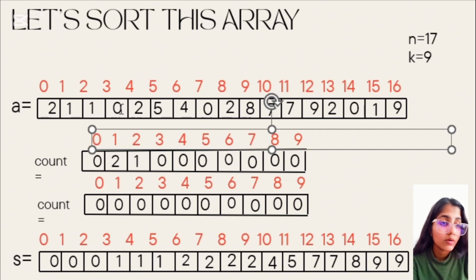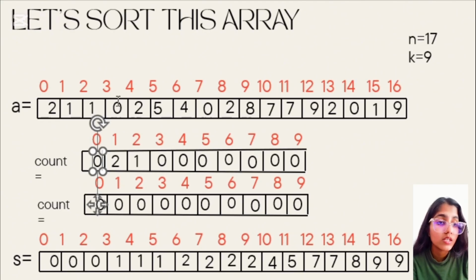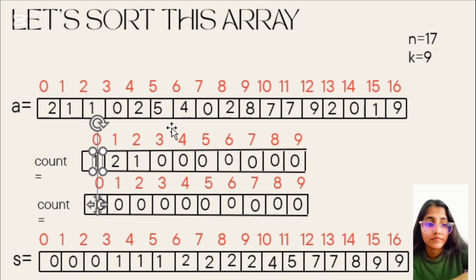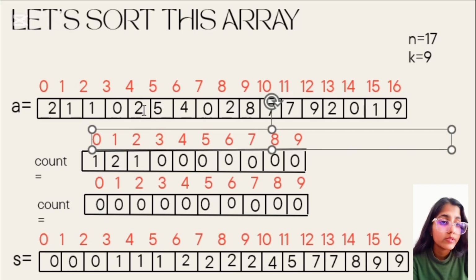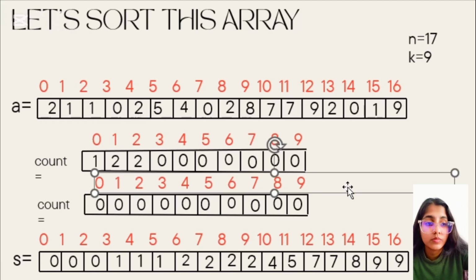When it is 0, in the counting array, this 0 index contains the value 0. After you meet a value of 0 in array A, you must increment it by 1. Then the next element is 2. You must increment index 2 of the count array by 1, so the value should be 1.